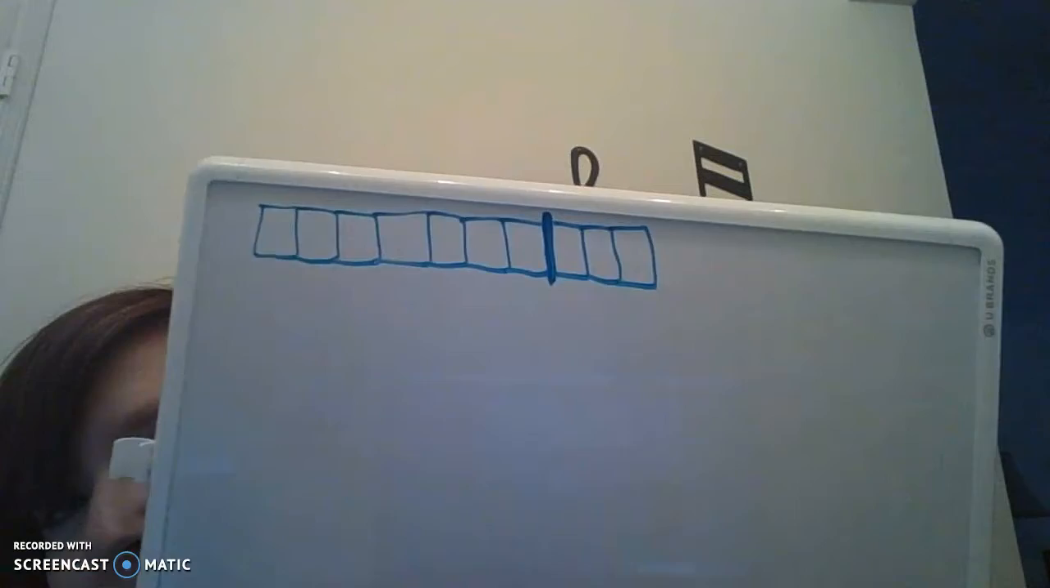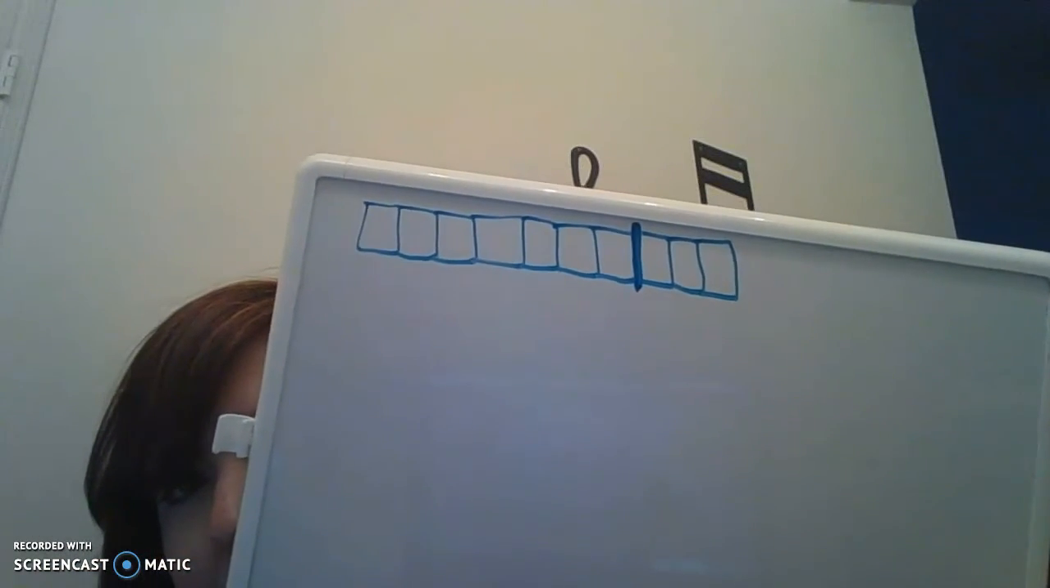I'm going to count, make sure I have 10. 1, 2, 3, 4. Okay, I have 10. Make sure you have 10 too. Okay, now it says break off 3 cubes from the end. So to show that I'm breaking them off, I'm going to draw a line. So I broke off 3.